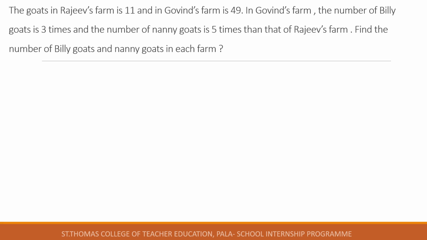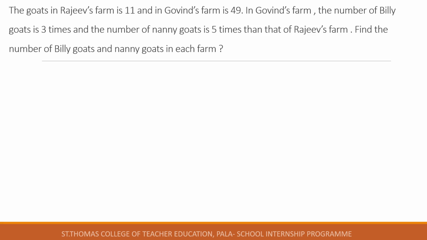All of you read the question once again and tell me what you have understood. Yes, there are two people, Rajiv and Govind, and they have farms. Rajiv has 11 goats and Govind has 49 goats. Now what does the next sentence say? They have two kinds of goats, billy goats and nanny goats. In Govind's farm, the number of billy goats is 3 times that of Rajiv's farm, and the number of nanny goats is 5 times that of Rajiv's farm. And what we have to find is the number of billy goats and nanny goats in each farm, isn't it?